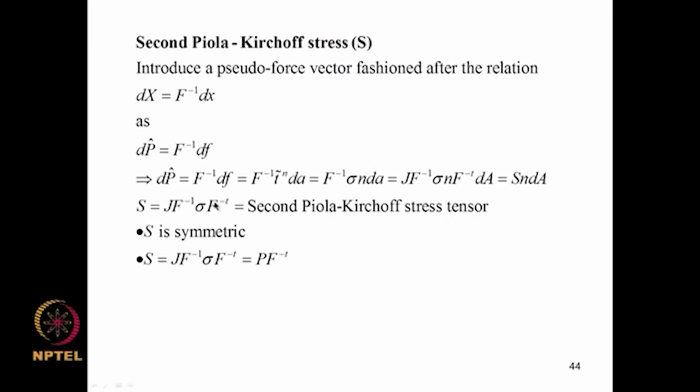Sigma is symmetric and there is a F inverse and F inverse transpose coming here. So, if you find S transpose, it will be same as S. So, this is the second Piola-Kirchhoff stress. So, the relationship between second Piola-Kirchhoff stress, Cauchy stress and the first Piola-Kirchhoff stress is through these three relations.